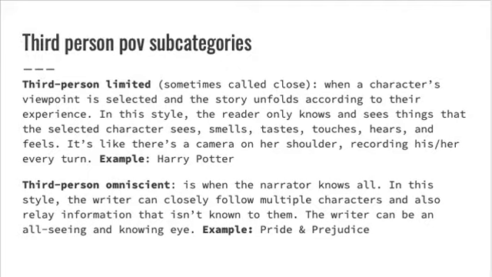In this style, the writer can closely follow multiple characters and also relate information that isn't known to them. The writer can be an all-seeing and knowing eye. Example, Pride and Prejudice.